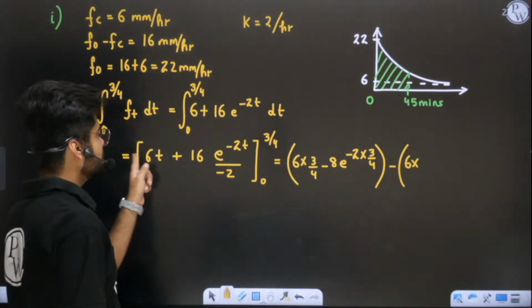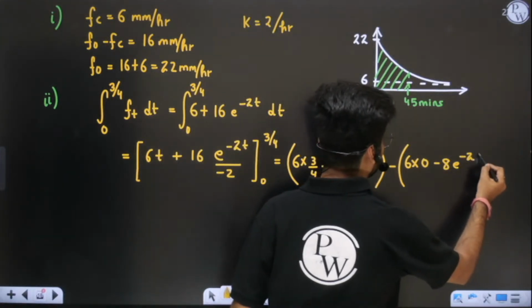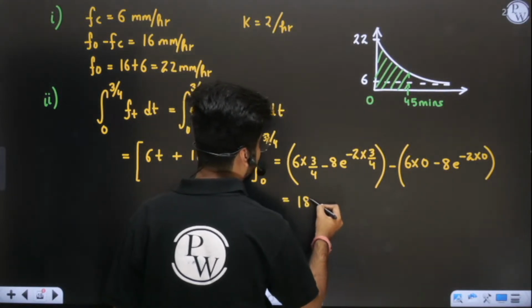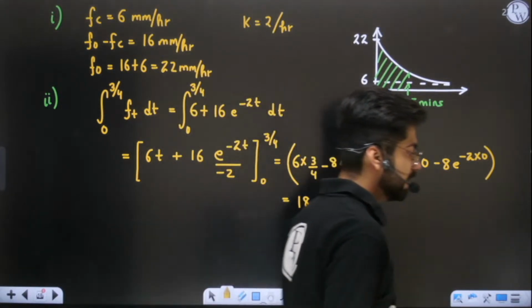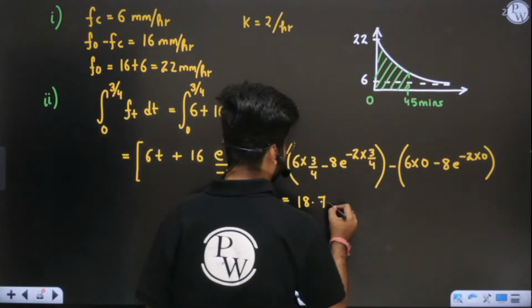The lower limit is 0: 6 into 0 minus 8 e power minus 2 into 0. When you solve this, you are getting it as 18.72. Perfect, 18.72 you are saying.